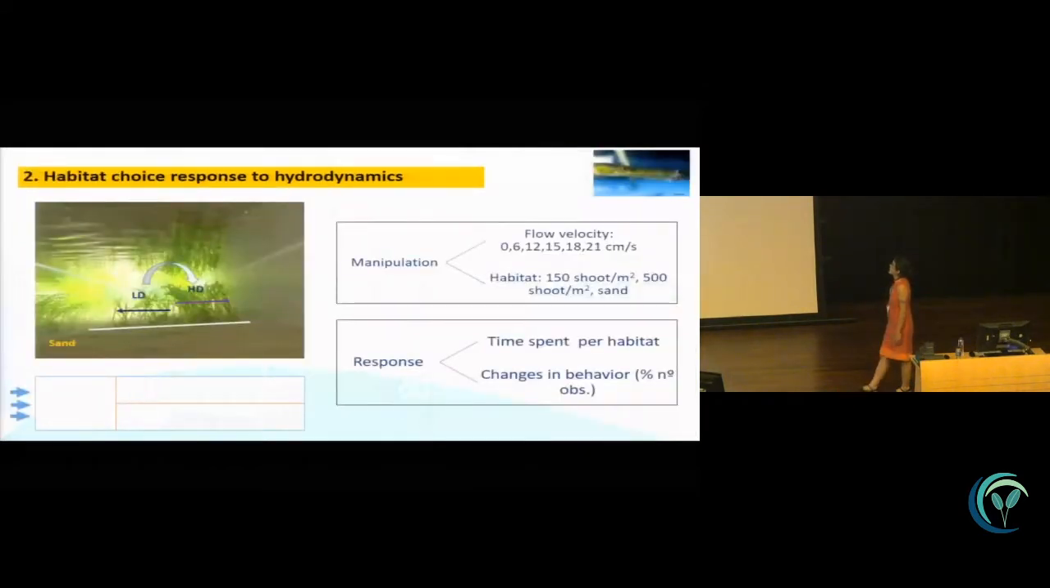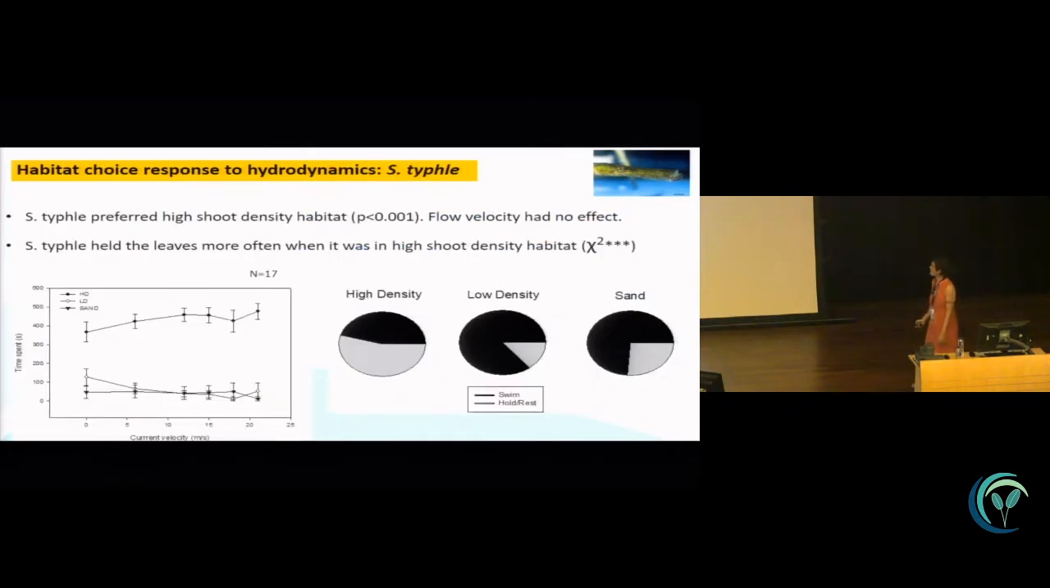And then the second experimental approach we just did with one single species. We didn't have enough time to do the others, but I hope we can finish this work this year. We manipulated 6 different velocities, and we offered 3 different habitats: low density, high density, and sand. The same surface was offered to the fish, and positions were switched to avoid confounding effects. The response variables were the time spent per habitat and change in behavior, similar to the previous one.